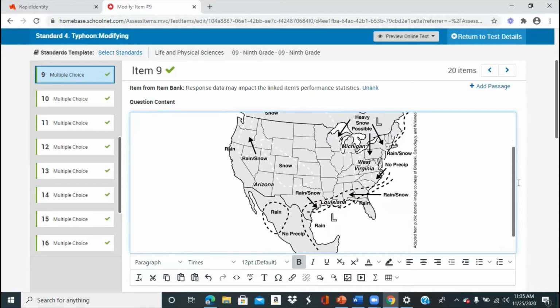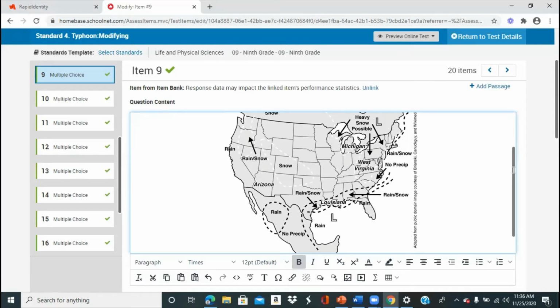So moving forward, Michigan might have a heavy snow prediction, and West Virginia as well. Okay, now we say Arizona will not have any precipitation at all. It's not shown in the map, and we have Louisiana over here. So among the areas, Michigan and West Virginia will have heavy snow prediction, while Arizona will not have any precipitation at all because it doesn't show in the map. So you're left with Louisiana.